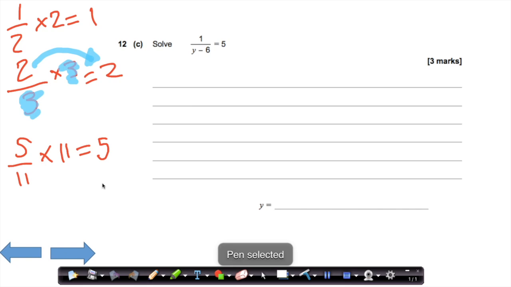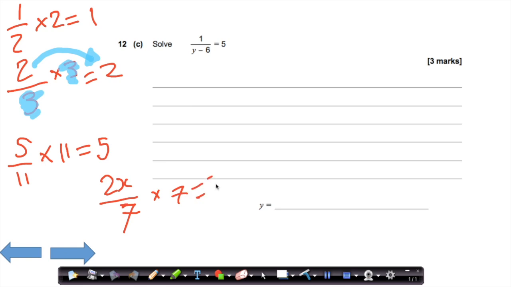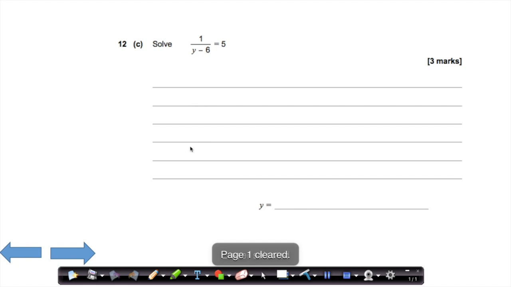further on to algebra. So if I had 2x over 7, if I multiply using this knowledge, if I multiply by 7, my answer is 2x. With that, we use a very similar but extended version of that to tackle this problem.